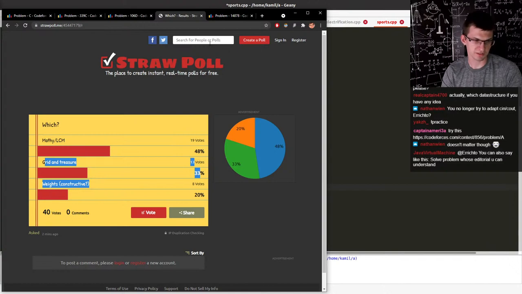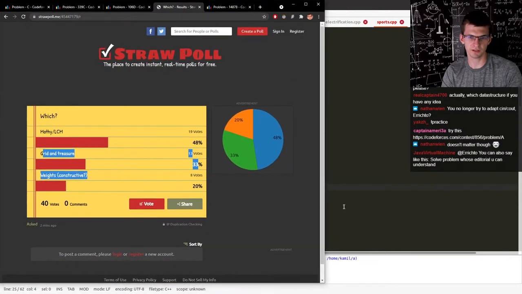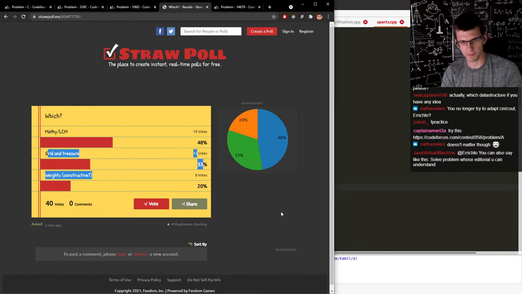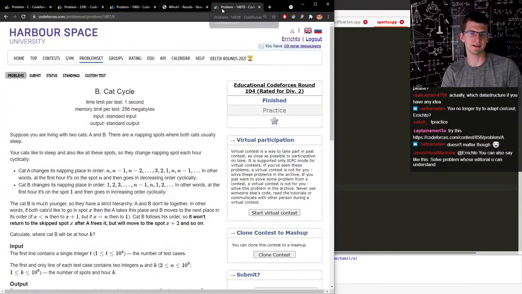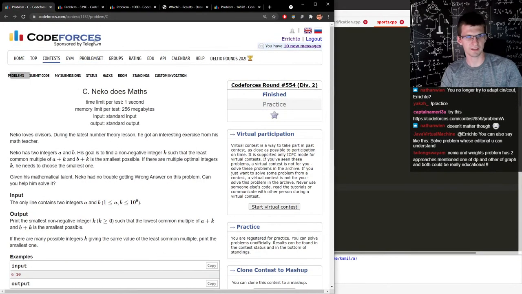So yeah, that's a very good way to say it. Solve problems as long as later you will be able to comprehend the editorial. Like if you keep solving problems and you keep not being able to understand the editorial because the solution is that complicated, it means you're solving problems that are too hard for you. Is this that impossible 1200 problem? Anyway, Nico does maths.